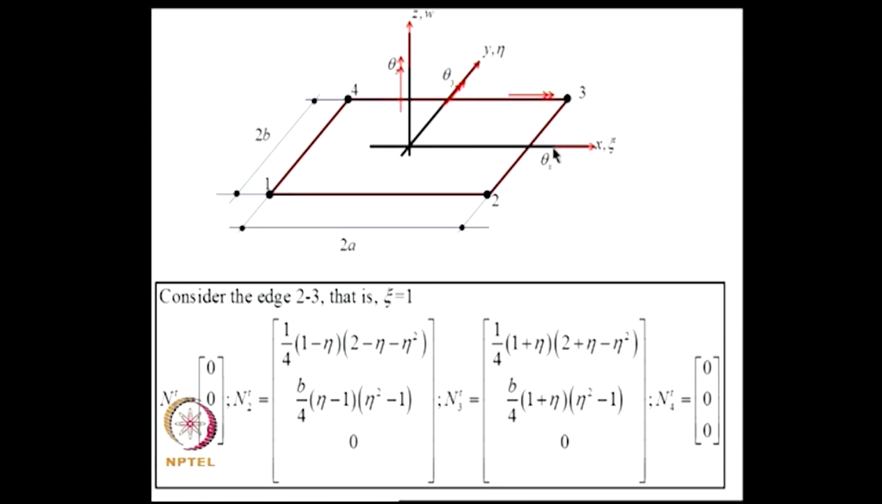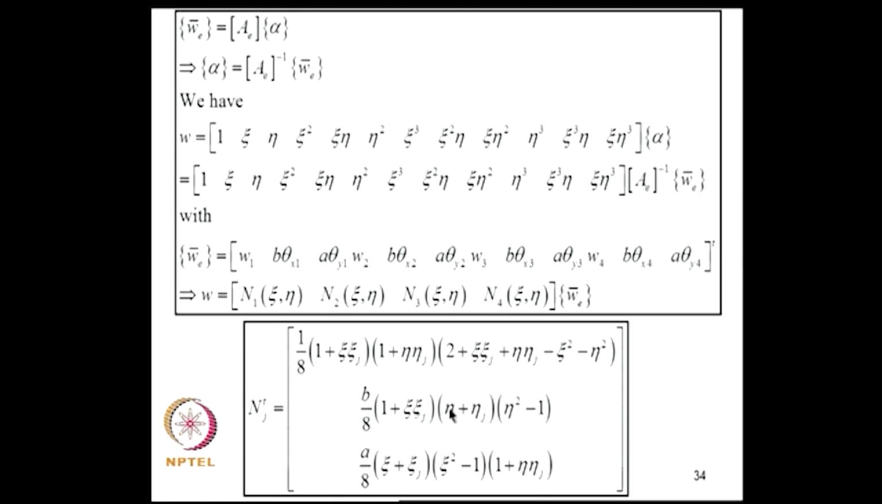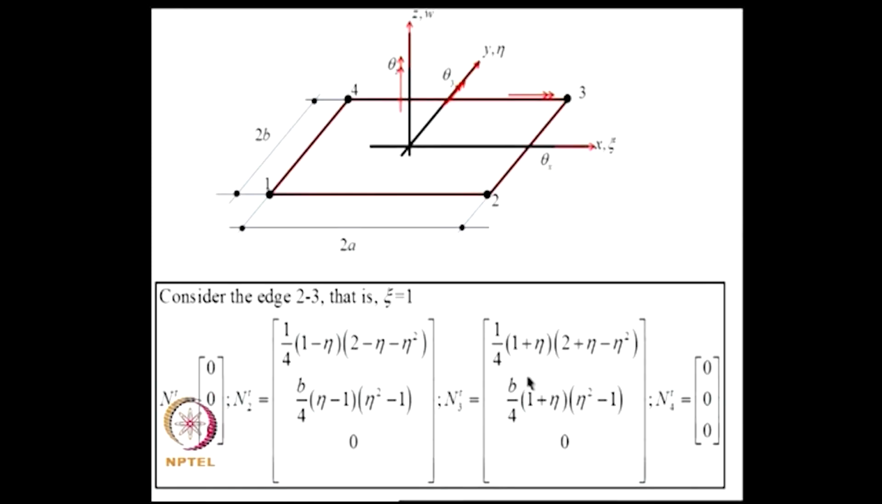So, now the question is whether that condition is satisfied or not. This is something that we need to verify. We consider the edge xi equal to 1 and the functions Nj transpose, j equal to 1 2 3 4, where xj and eta j are the coordinates of the jth node. By putting j equal to 1 2 3 and 4 I can get these 4 functions, and since we are using xi equal to 1, it is a simpler version of these quantities.